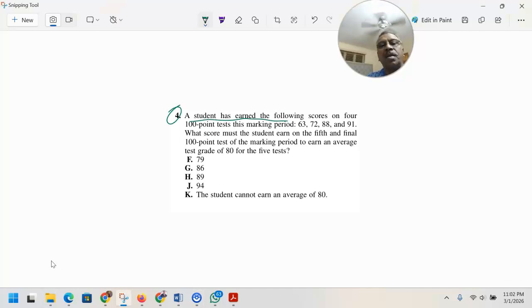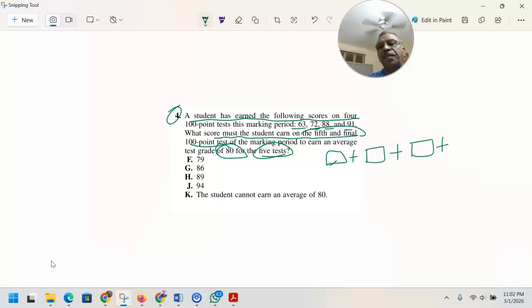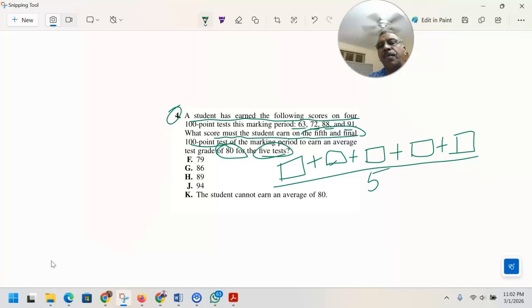A student has earned the following scores. So these are the scores out of 100 that a student earned. What score must the student get in the fifth and final test so that his average is 80 for the 5 tests? You may remember what average means: adding the 5 scores. If these are the 5 scores, you have to add all of them, divide by 5, and you get the average, which is given as 80.